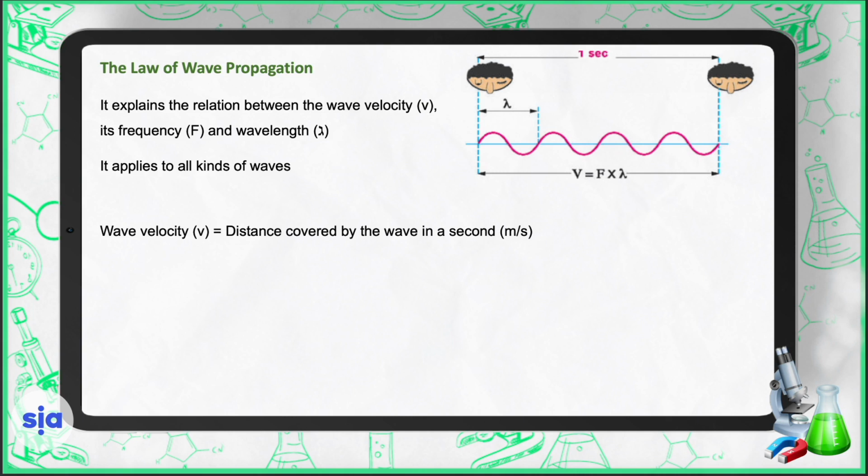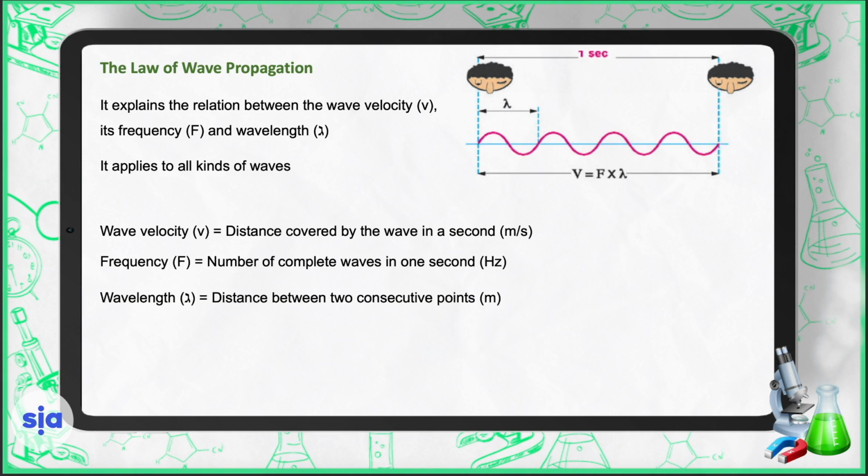The wave velocity is equal to the distance covered by the wave in a second. It's measured in meter per second. The frequency is the number of complete waves in 1 second, and it's measured in hertz. The wavelength is the distance between two consecutive points, and it's measured in meters. The equation is wave velocity equals frequency times wavelength.